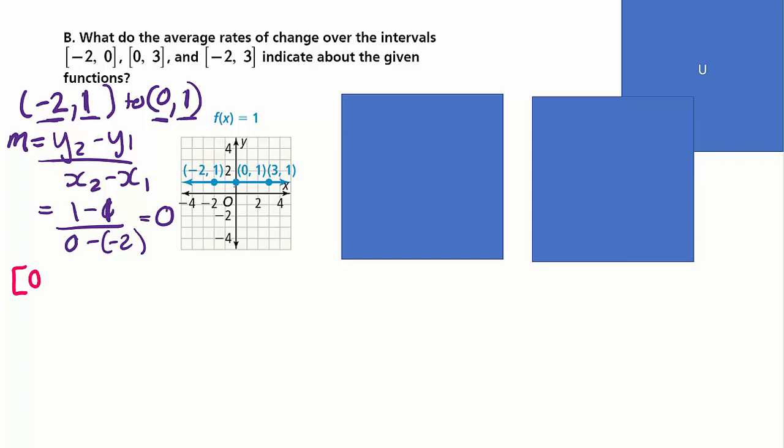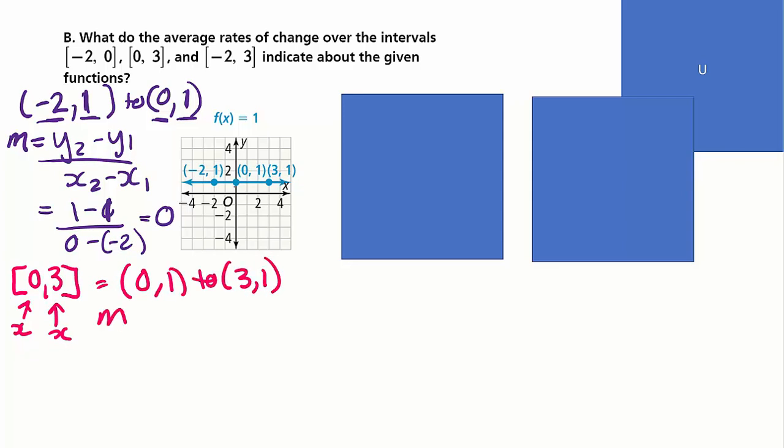Then we do the same thing for the interval of 0 to 3. Again, it's saying what is the average rate of change from the x value of 0 to the x value of 3. So we need both coordinates, so 0, 1 and 3, 1. Then we find the slope. So 1 minus 1 over 3 minus 0, which is 0 over 3, which is equal to 0.